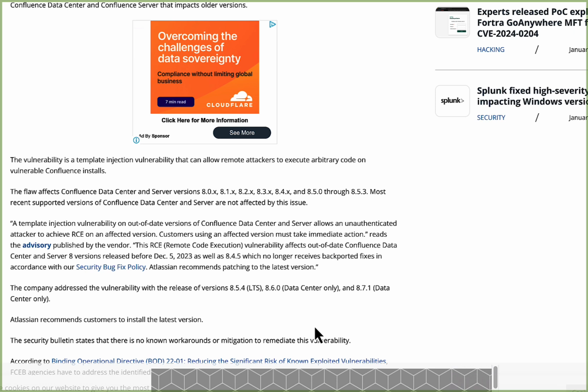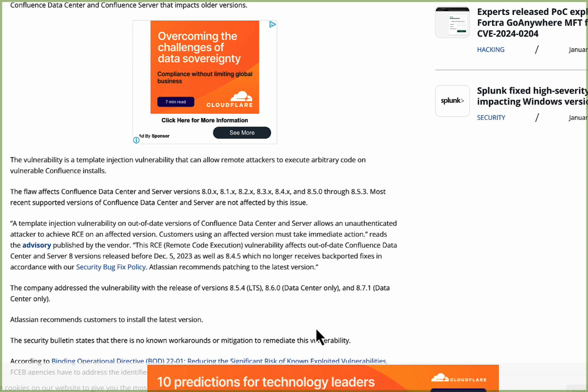And they are saying that this should affect the Confluence Data Center and Server versions 8.0.1, .2, .3, .4, 8.5.0 through 8.5.3. It allows remote code execution and is able to basically give them root on those. It does affect out-of-date Data Center and Server version 8 versions before December 5th of 2023, as well as 8.4.5, which no longer receives fixes. So one thing you want to do is, if you have this, reach out to Atlassian.